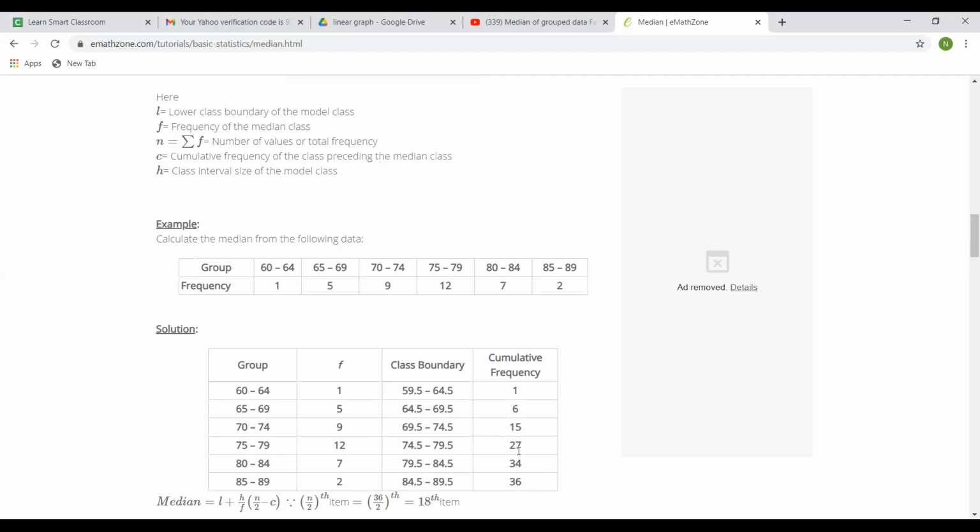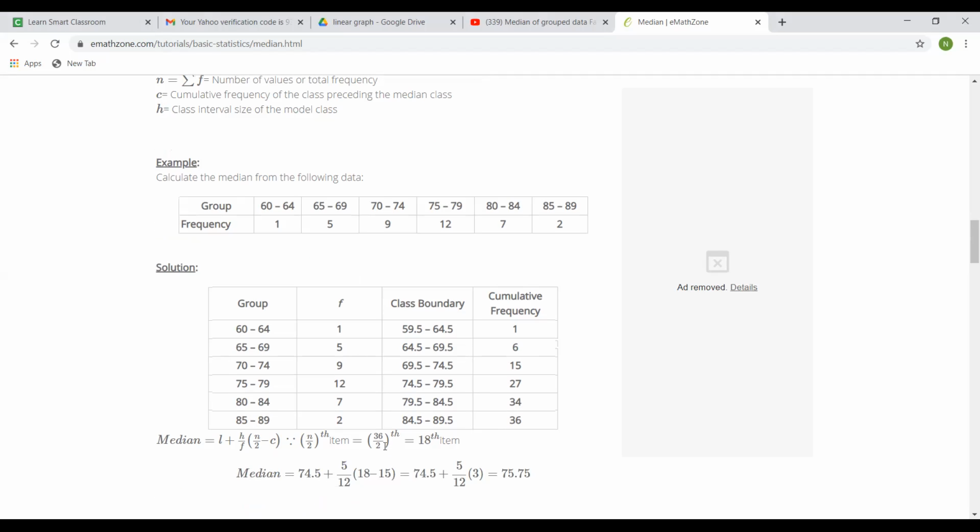27 items are covered from the 60 to 79 class, and 75 to 79. So the median group is exactly 75 to 79. This is the middle value, or the median group of the grouped data. So the estimated value is our 75 to 79. So the median should lie between 75 and 79.